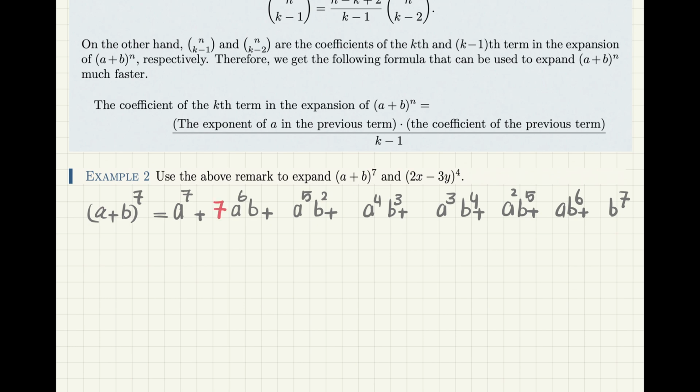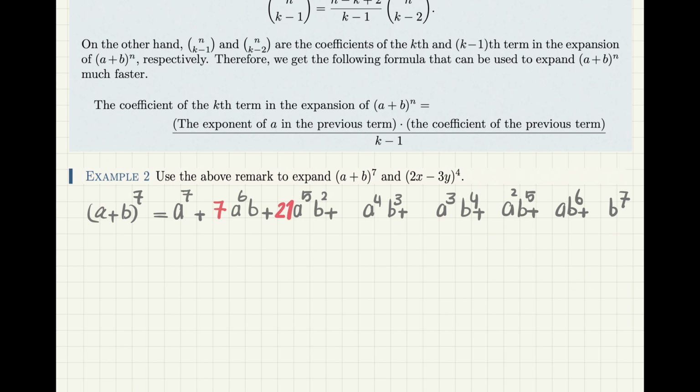Just be patient, I will repeat it again. So for example, I want to calculate this number. I go to the previous term. I go here, multiply this by that, 6 times 7. How many terms have I written so far? 2 terms. I divide by that. It becomes 21. So definitely the answer here is 21.